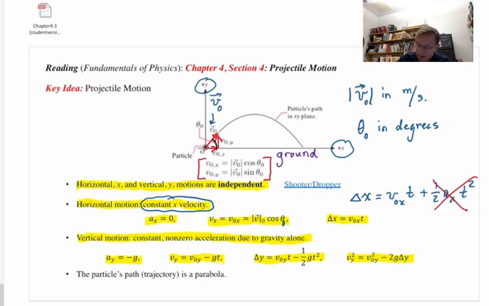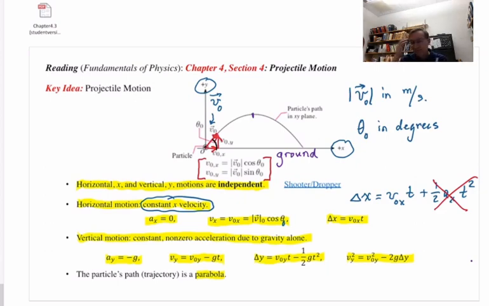It reaches a point that we often call maximum height, where the y coordinate is the maximum, and then it comes back down again. The actual mathematical formula describing y versus x is the equation of a parabola. If you want to see that derived, read section 4 in chapter 4 of Fundamentals of Physics. But it's very well known that the trajectory of a projectile, meaning the equation describing its motion in the y-x coordinate system, is a parabola.